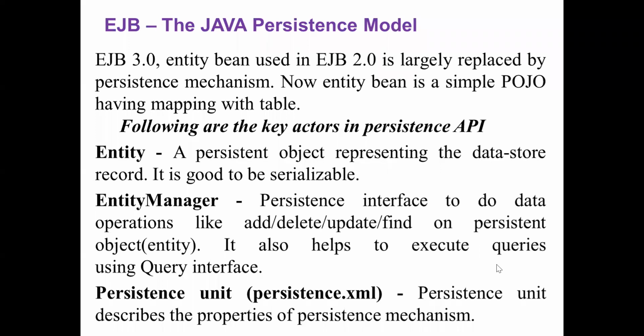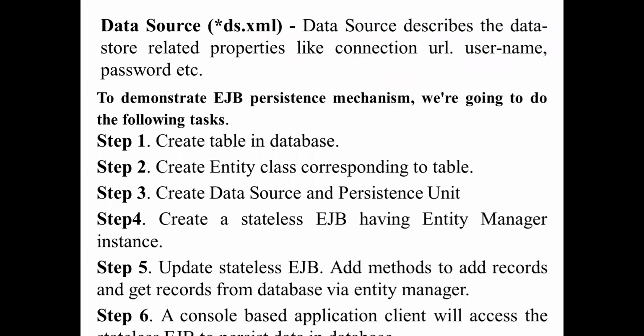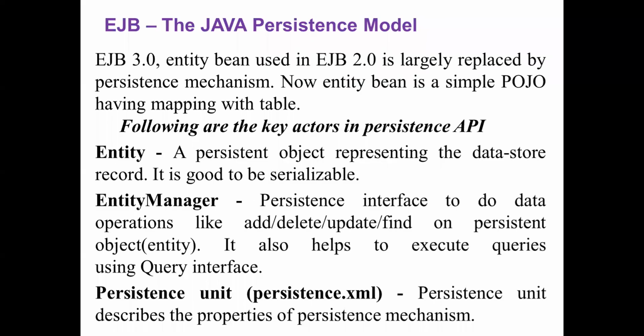The first one is an entity. The second one is an entity manager. And the third one is the persistency unit, which we can also call persistency.xml. And the fourth one is a data source. The data source is nothing but an XML we have to write, using the standard data source file, that is ds.xml. So these are the 4 key factors we have to use to write the persistency API.